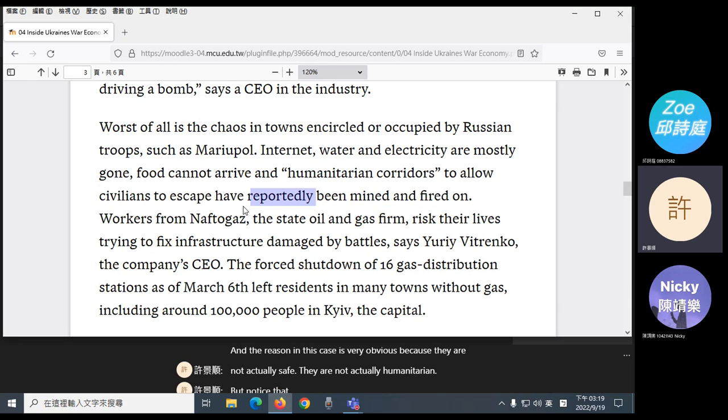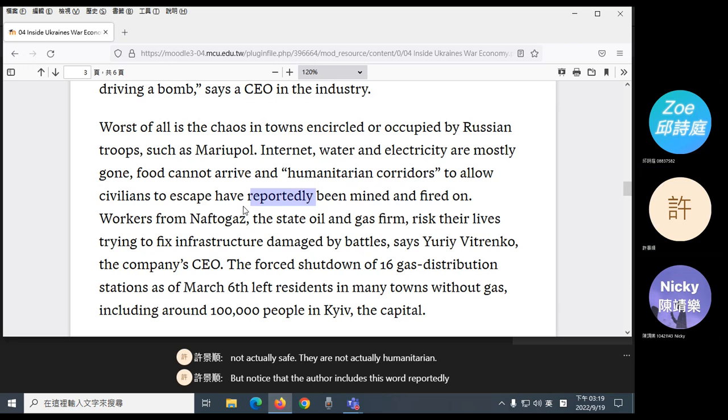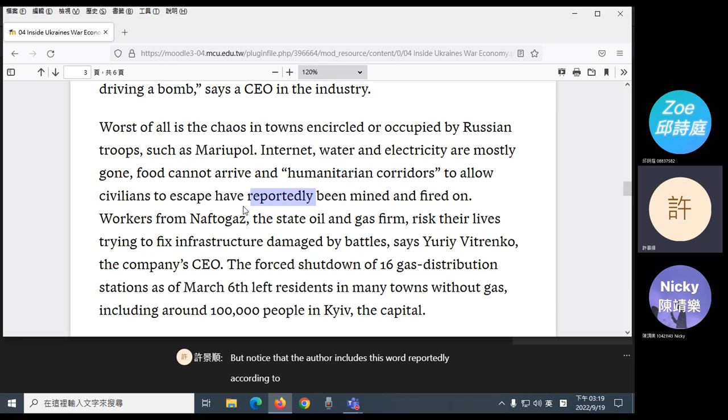But notice that the author includes this word, reportedly, according to reports. In other words, Russia says, no, it's safe, go ahead. So the journalist can't rely on official government statements. They can only rely on what people on the ground are saying, different reports from different people. In Chinese, we call this 外界在传. And so adding this word tells us that this is not what the official government is saying.